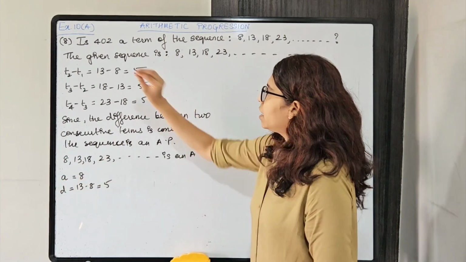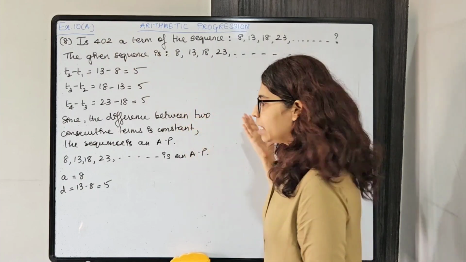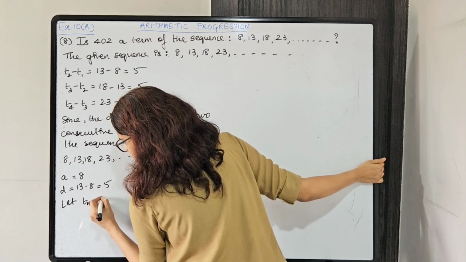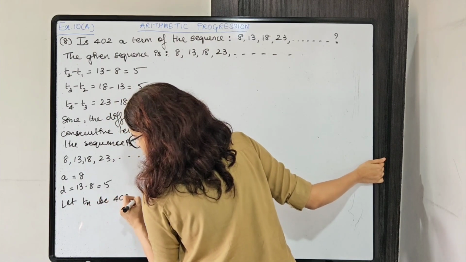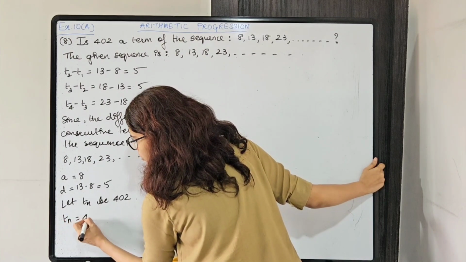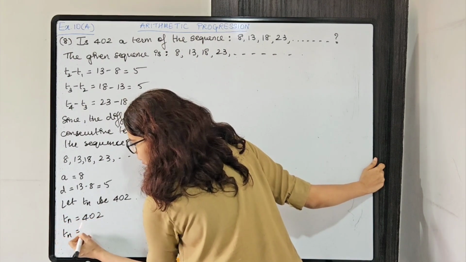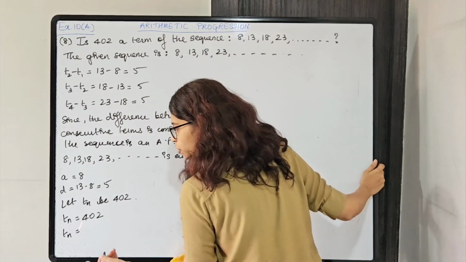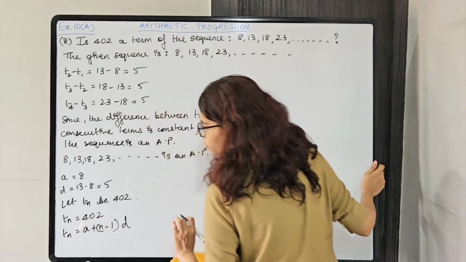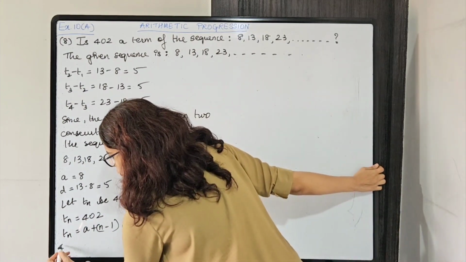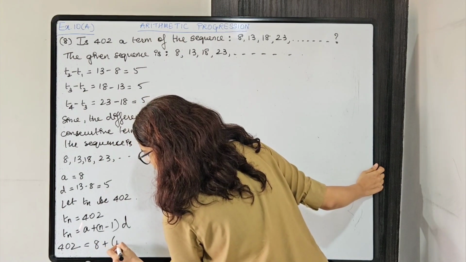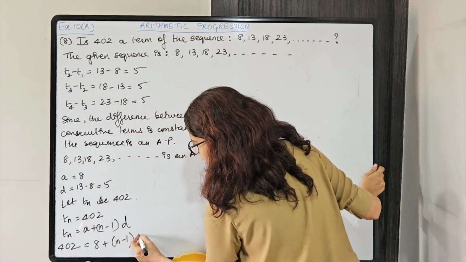Now let's say 402 is the nth term. So let Tn be 402. Tn is equal to 402, and what is the formula for Tn? First write the formula. Then do the substitutions. Don't directly put in values, always write the formula first. So 402 is equal to 8 plus n minus 1 times D, and D is 5.